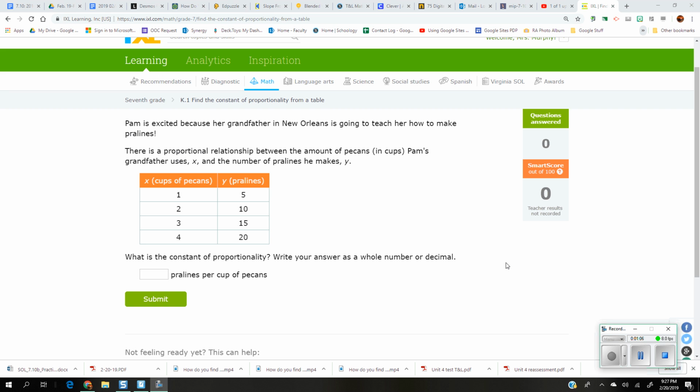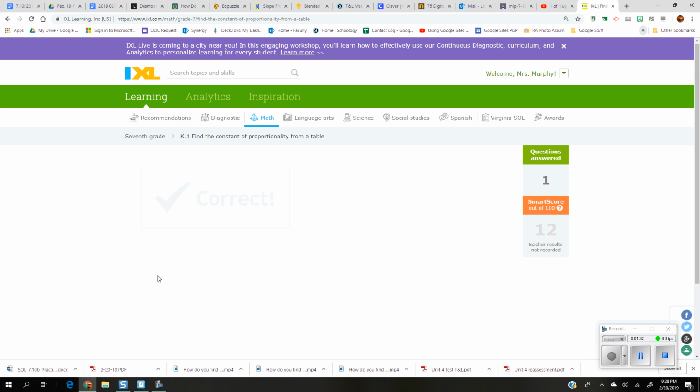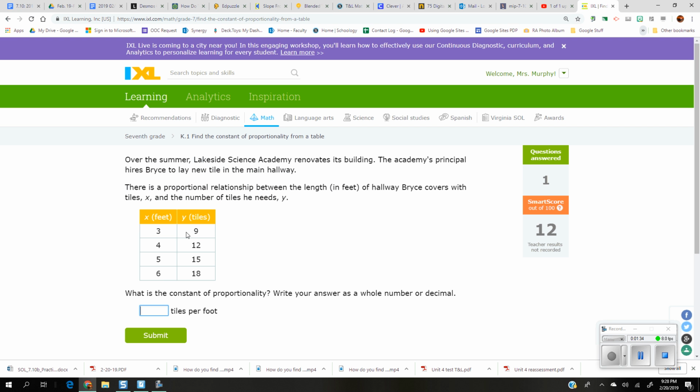So when you're looking at it, is this a constant of proportionality? You have to look at your X. So look at the pattern. X 1 times what equals 5? 1 times 5 equals 5. So does 2 times 5 equal 10? Yes. 3 times 5 equal 15? Yes. 4 times 5 equal 20? Yes, it is. And what is the constant? Well, we constantly multiplied by 5. And there's the answer.